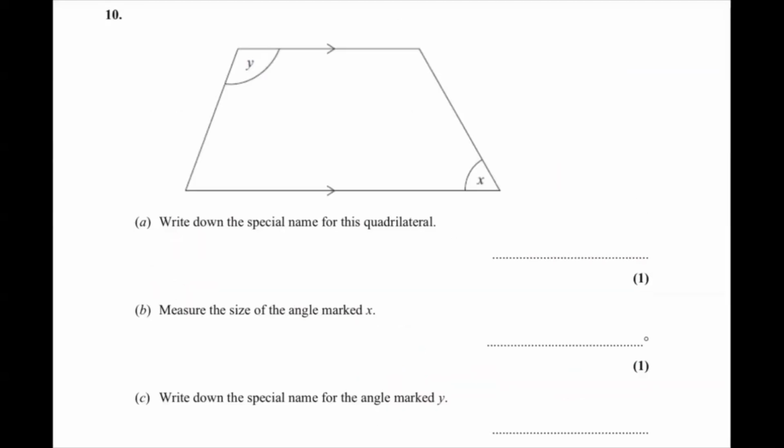So the name that we give to this quadrilateral where it's got 1 set of parallel lines is a trapezium. Measure the angle marked X. So we should be putting our protractor into this corner. And the answer is 60 degrees. Now they do allow on this mark scheme a tolerance of plus or minus 2 degrees. So if you're out by 2 degrees, you will get the mark. And the name for angle Y is obtuse. Obtuse is for all angles that are greater than a right angle, but are below 180 degrees.